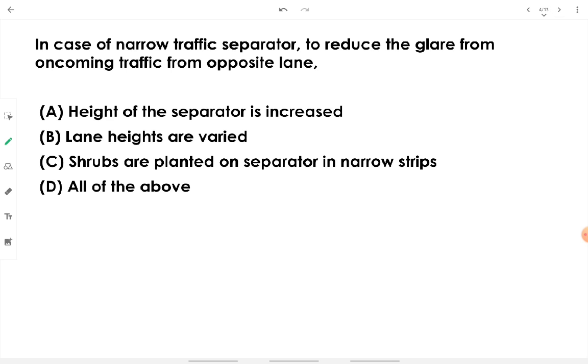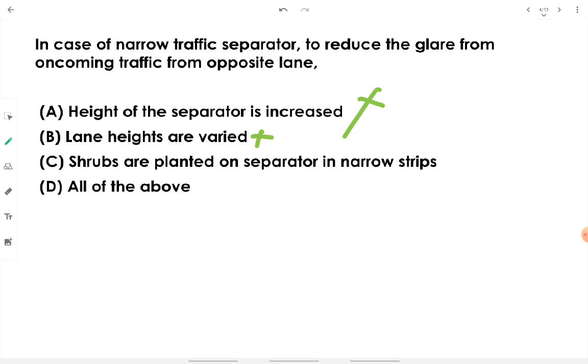Let's go to the next question, and the question is saying in case of narrow traffic separator, to reduce the glare from oncoming traffic from the opposite lane, what do we do? Can we increase the height of separator? No, not a practical solution. Should lane heights be varied? No, extremely impractical solution. Shrubs are planted on separator in narrow strip.